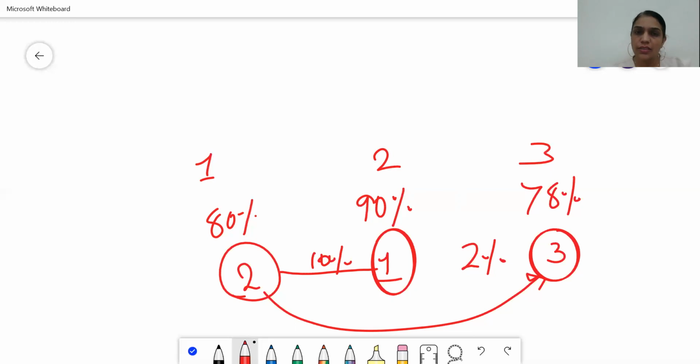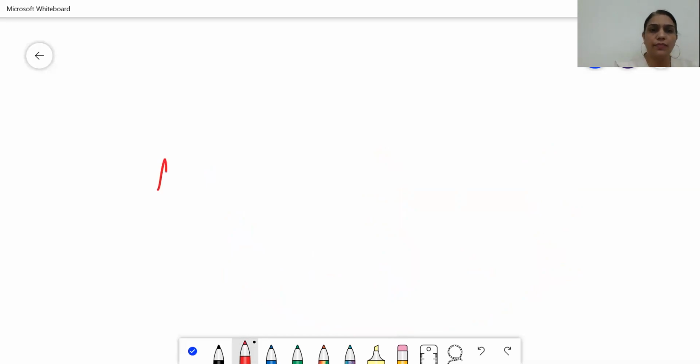The difference or the distance between the first and second rank is 20%. Second and third, it is just 2%. So it is not the equal distance. So when you want the characteristic of equal distance, we have one more scale, and that scale is known as the interval scale. That is known as the interval scale.